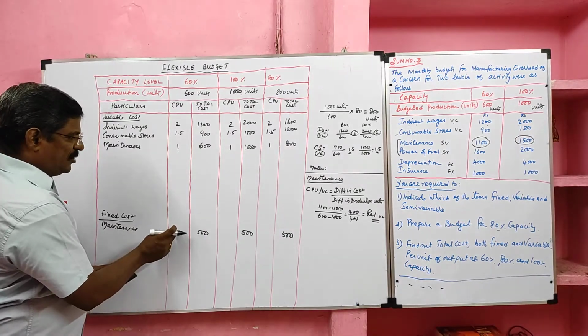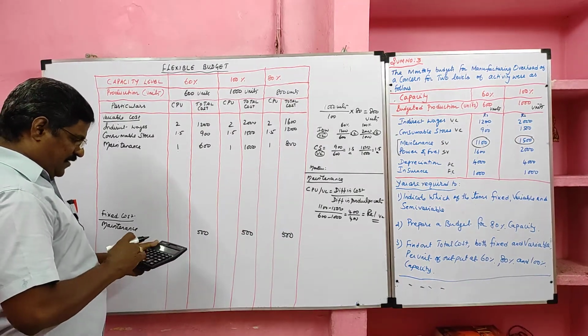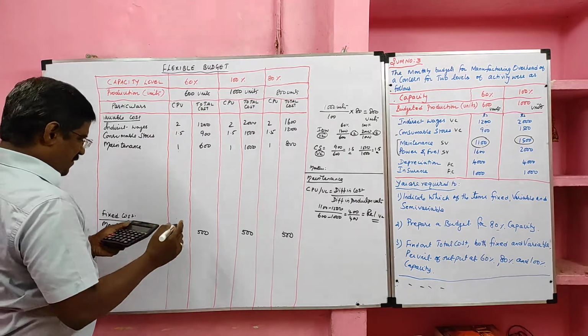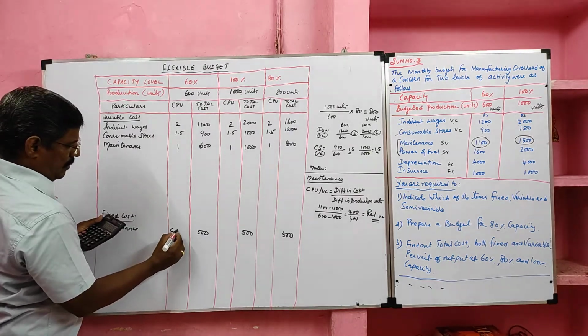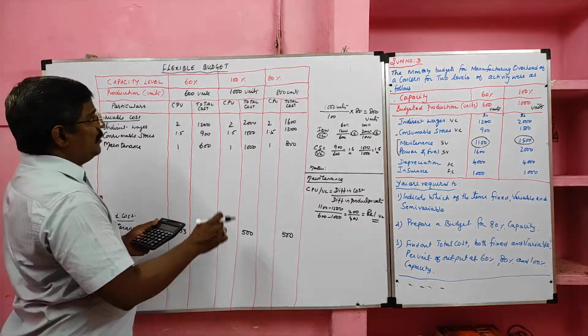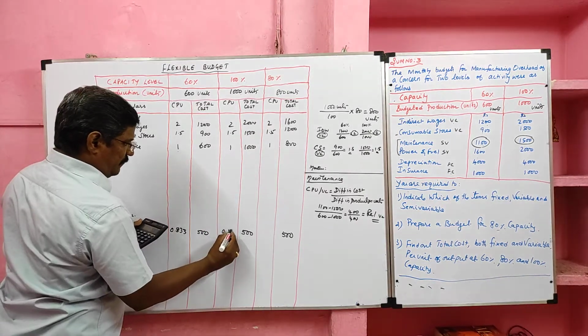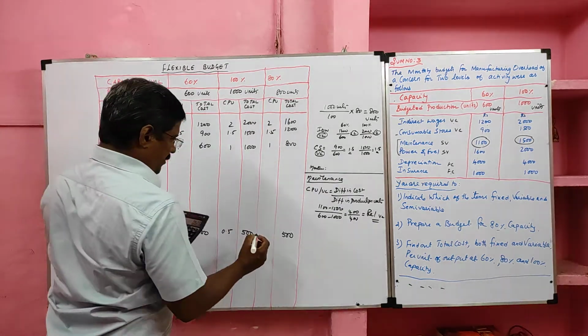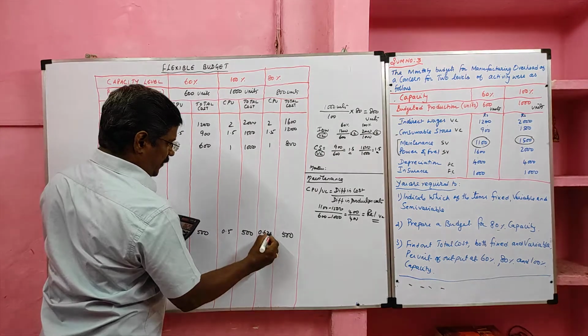Now we can get the cost per unit of fixed cost. How much? 500 divided by 600, we are getting 0.833. Then 500 divided by 1000, this we get 0.5. Then 500 divided by 800, we are getting 0.625.